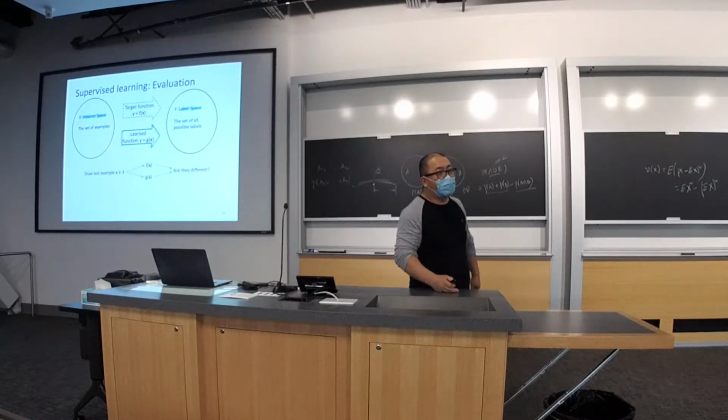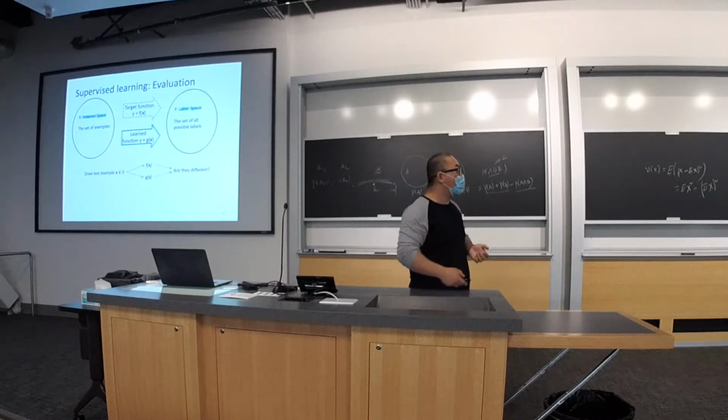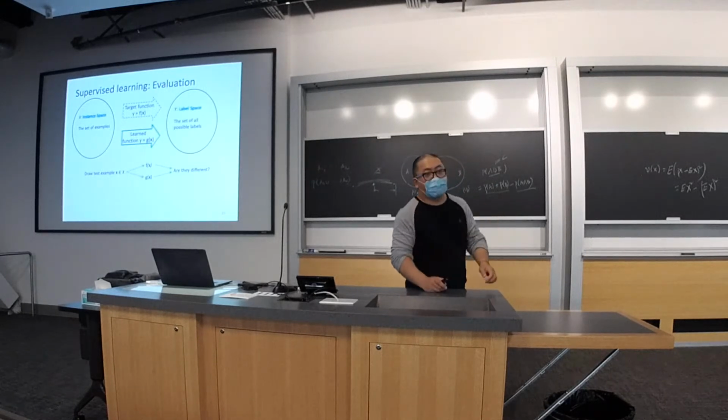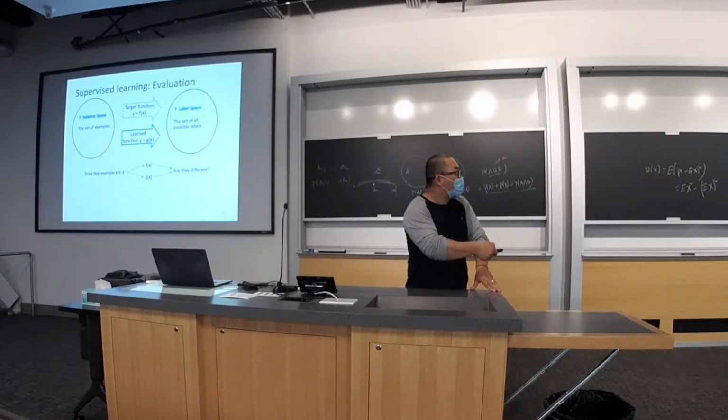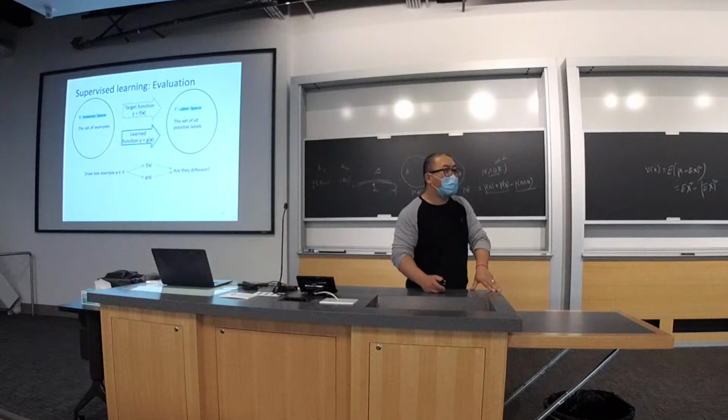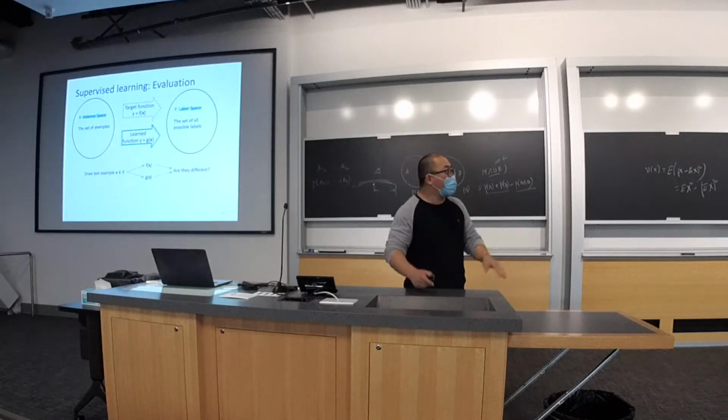Similar to training, I'm going to sample a bunch of instances from the instance space, and then look at the label given by the ground truth and the label given by our learned function, and see if they match. If in most cases the label given by g is the same as the label given by f, that indicates you have learned a very good function. Otherwise, you still have room to improve your learning algorithm.